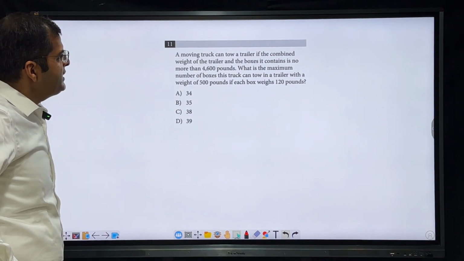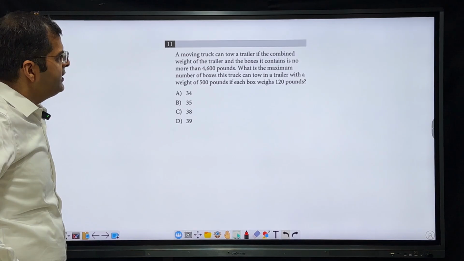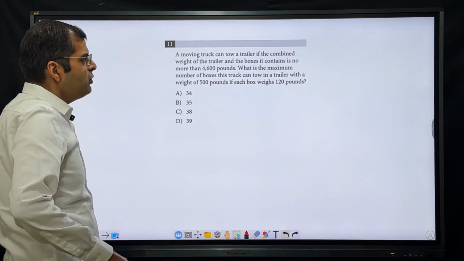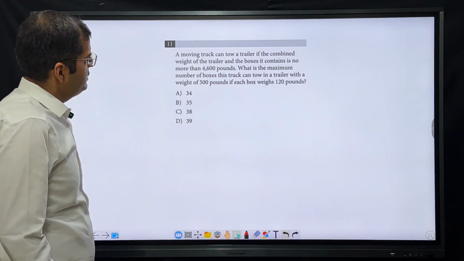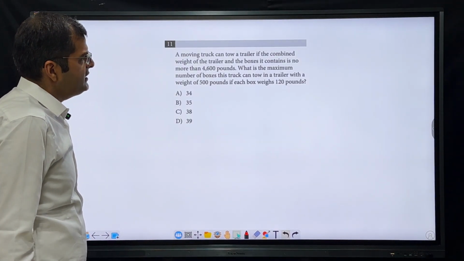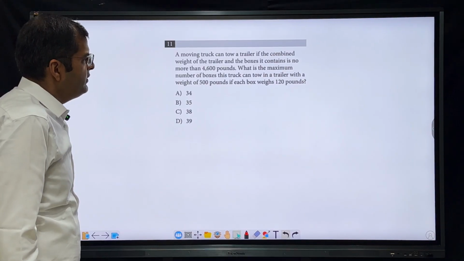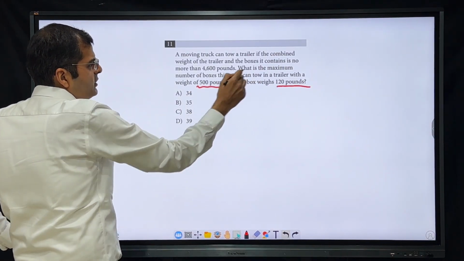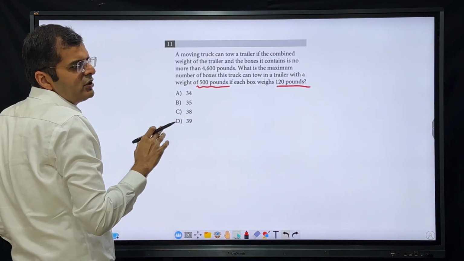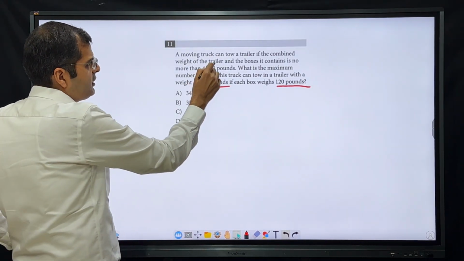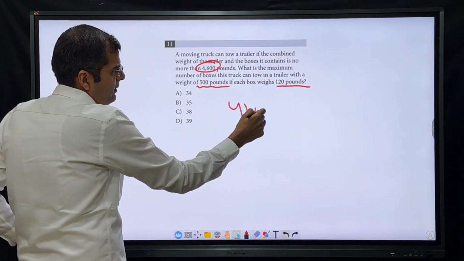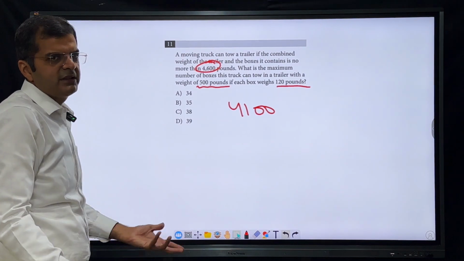Now, 11th question, it says a moving truck can tow a trailer if the combined weight of the trailer and the boxes it contains is no more than 4,600 pounds. What is the maximum number of boxes this truck can tow in a trailer with a weight of 500 pounds if each box weighs 120 pounds? So the trailer is weighing 500 pounds, so the trailer has to be there. So out of the 4,600 pounds, 500 pounds for the trailer is deducted. So I am left with 4,100 pounds for boxes.